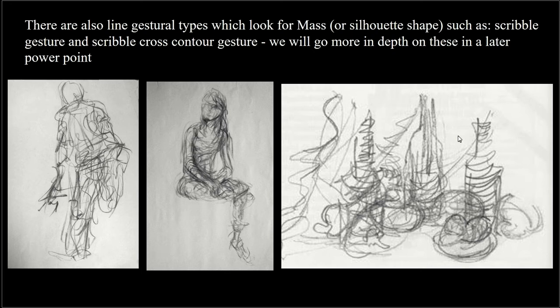And some of the line gestural types that look for mass gesture are called scribble gesture and scribble cross contour gesture. So here you can see it's looking more at the mass shape of the form, and here they're actually cross contouring areas on this image, cross contouring the bottles that you're seeing here. But they're looking at that rather than the edge, they're looking at it more as a mass gesture.